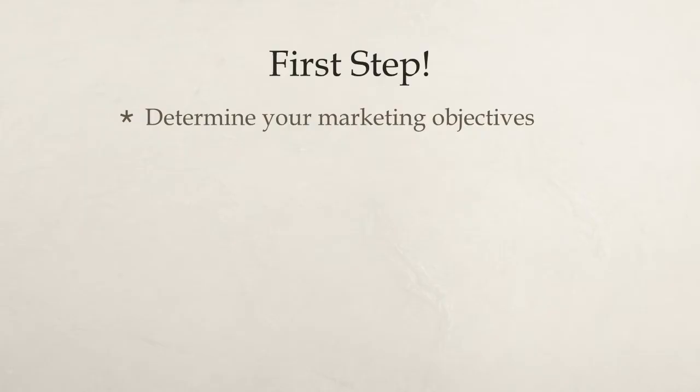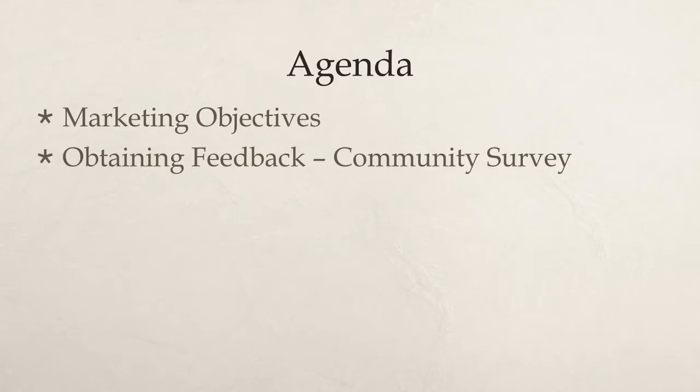In this module, one of the first things we're going to talk about is one of the first steps you do once you examine and determine your rationale for marketing. And that is, you have to determine your marketing objectives. So for the agenda for this module, we're going to talk about how do you determine your marketing objectives, and then we're going to talk about the community survey.